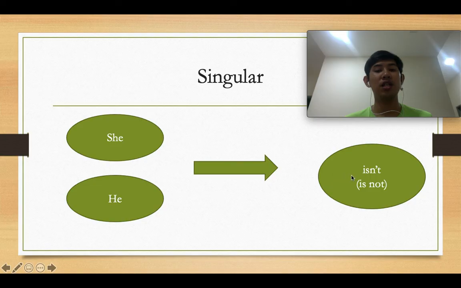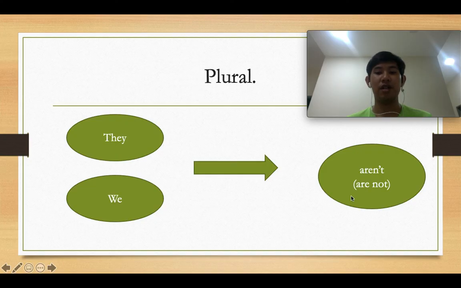So "she isn't". If there's a she, you need to use "isn't". If there is a he, you also need to use "isn't". The second one is plural, they and we. Plural adalah lebih daripada seorang. 2 orang, 3 orang, 4 orang. So the first one is they. "They aren't". So if you encounter they, you need to use "aren't". You cannot use "isn't". That's wrong. So the next one is we.